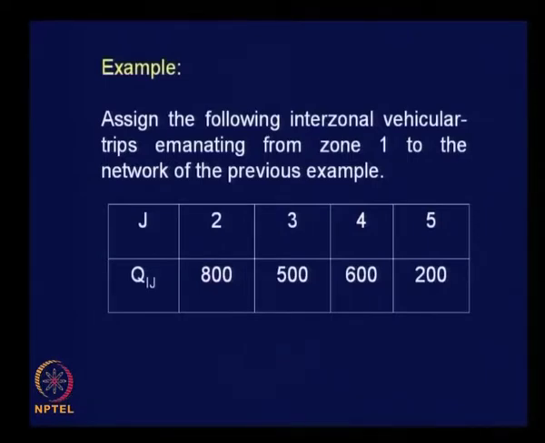Assign the following interzonal vehicular trips emanating from zone 1 to the network of the previous example. We have already built a minimum path tree. We will use the same tree and assign the traffic volume shown here from 1 to all other nodes of our interest. 1 is also a zone centroid. We are going to assign the traffic from 1 to other zones 2, 3, 4 and 5. The traffic volumes are: 1 to 2 is 800, 1 to 3 is 500, 1 to 4 is 600, 1 to 5 is 200.